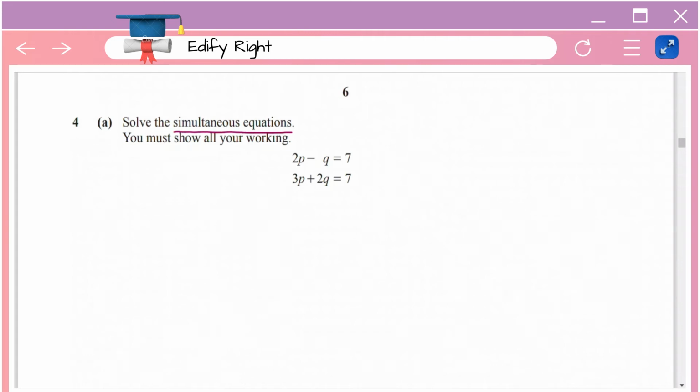Solve the simultaneous equations, you must show all your working. So here we have two equations, 2p minus q equal to 7 is the first one, and the second one is 3p plus 2q equal to 7. So here what you can do is manipulate the first equation to get the value of q.